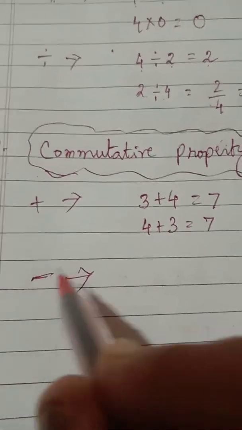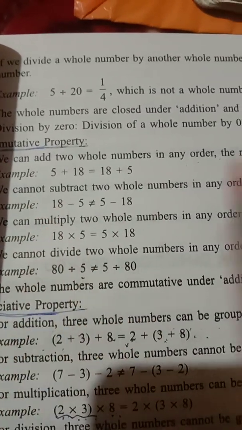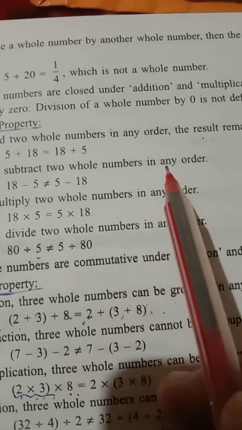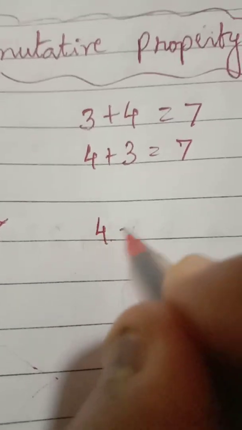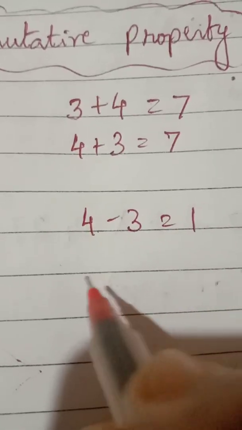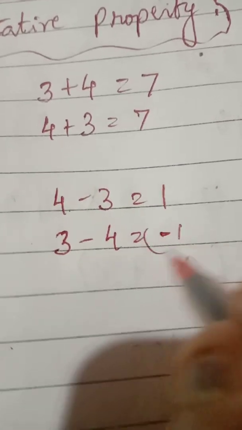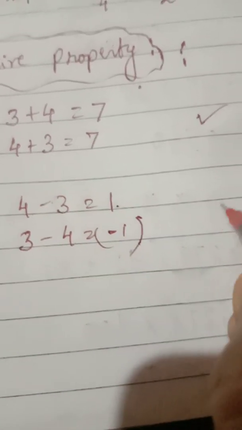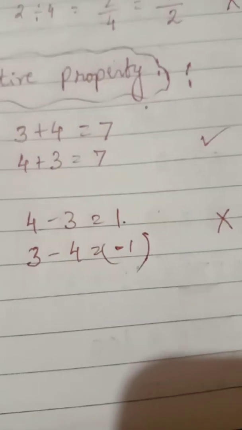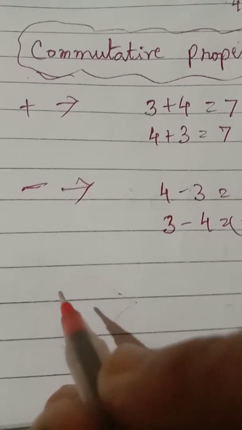Next, discuss subtraction. We cannot subtract two whole numbers in any order. If I do 4 minus 3, I will get 1. But if I do 3 minus 4, then I get the answer minus 1. It's an integer and not a whole number. So commutative property is not applicable for subtraction.